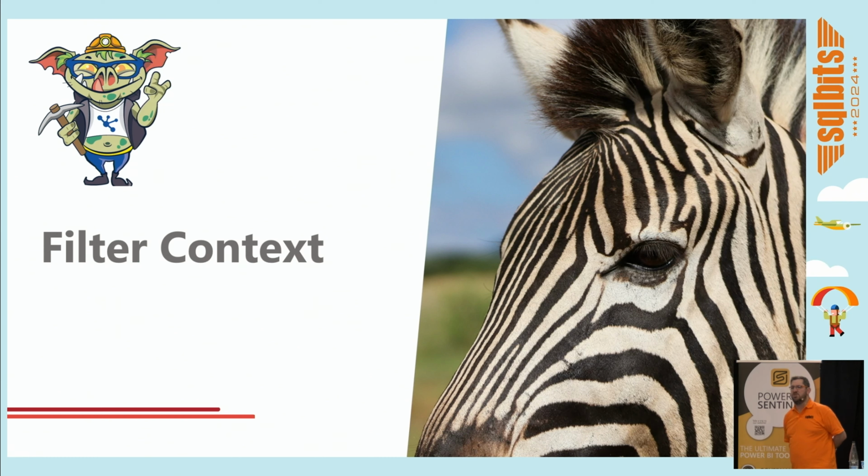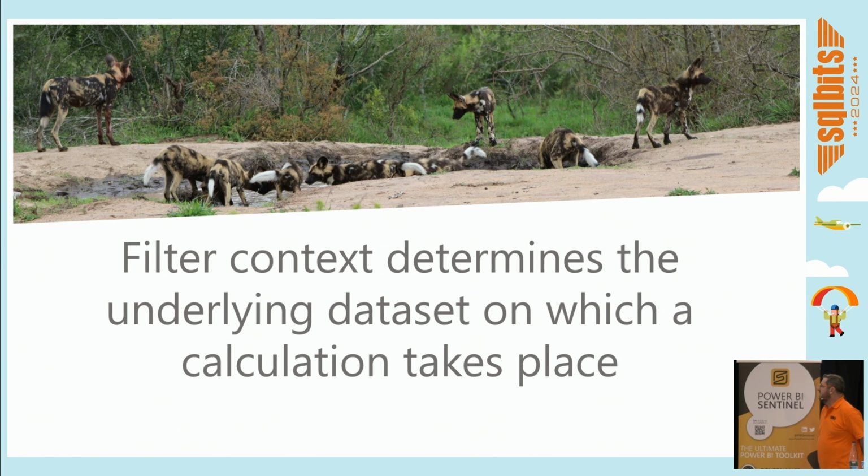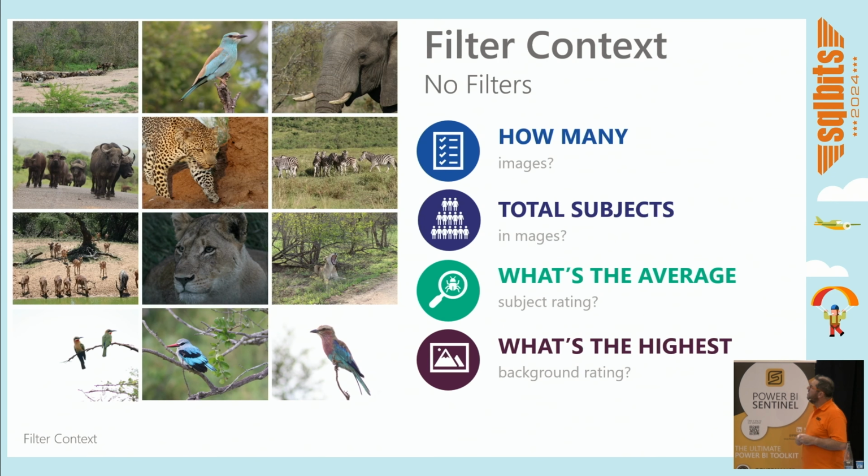So our first important concept is filter context, okay? The filter context is, as I said earlier, it determines the underlying data set on which a calculation takes place. So we've got our model, but on a specific calculation to bring back one result, whether it's on a graph, whether it's on a chart, whether it's in a table, we need to know the underlying data set for that specific calculation, okay?